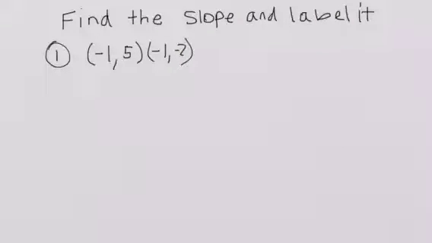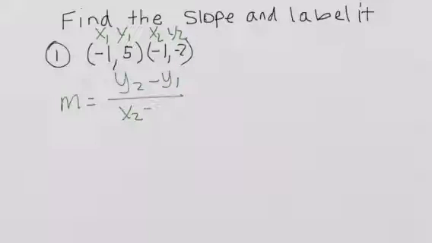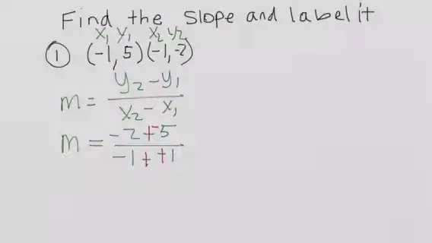Now we're going to find the slope and label it. To find the slope, we take x1, y1, x2, y2, and put it into our m equals slope formula. y2 minus y1 divided by x2 minus x1. So slope is equal to negative 2 minus 5, negative 1 minus negative 1. Again, when do we subtract? Never. We add a line, change the sign, add a line, change the sign. So we're going to have m, or the slope, is equal to negative 7 over 0, which means this slope is undefined.